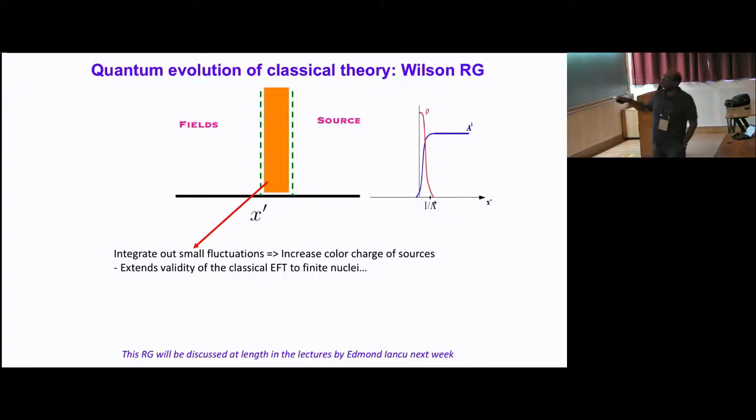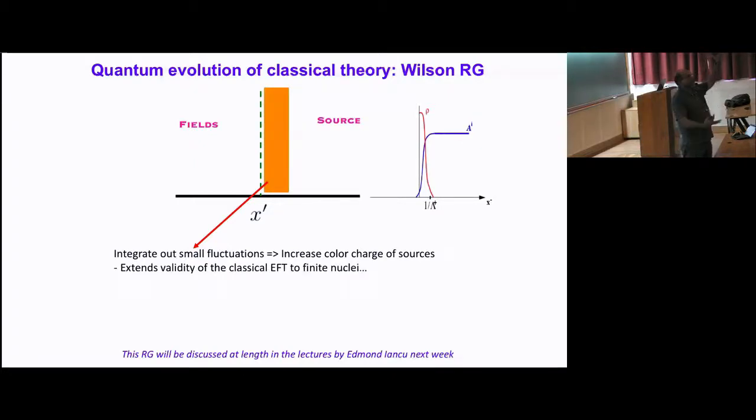Within the RG itself, what you're doing effectively is taking what were part of the fields and absorbing them into a redefinition of what you call sources. So now the separation is moved, and these fields that you integrated out become part of the sources. That increases the strength of your color sources, and that's why you can extend this to finite nuclei. That's the basic idea.